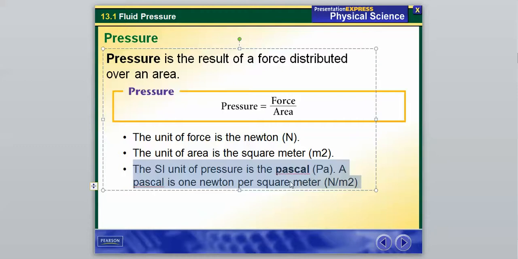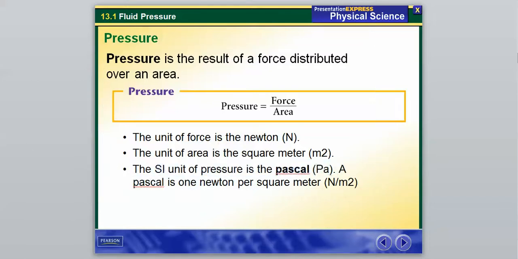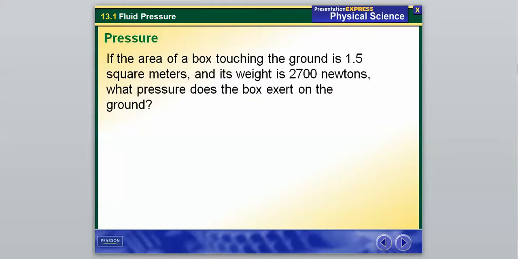So we call this unit of pressure the Pascal, and we're going to figure out why in our subsequent sections, because there was a scientist by the last name of Pascal who did a lot of work with pressure. And so we have a little sample problem here. It's simple. If the area of a box touching the ground is 1.5 square meters and its weight is 2,700 newtons, what pressure does the box exert on the ground?